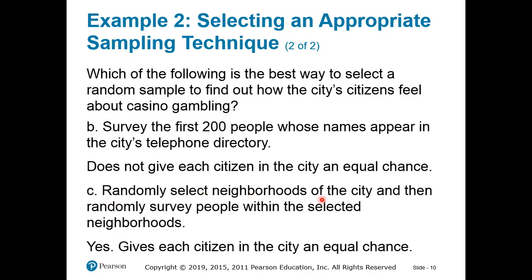Randomly select neighborhoods of the city and then randomly survey people within the selected neighborhoods. That is a great idea. Okay, that is a good sampling method because each citizen has an equal chance, because you're randomly selecting a neighborhood. So each neighborhood has an equal chance of being selected. Therefore, everybody has an equal chance, because if your neighborhood is randomly selected, then everybody in that neighborhood is surveyed. So this is a good random sampling method.